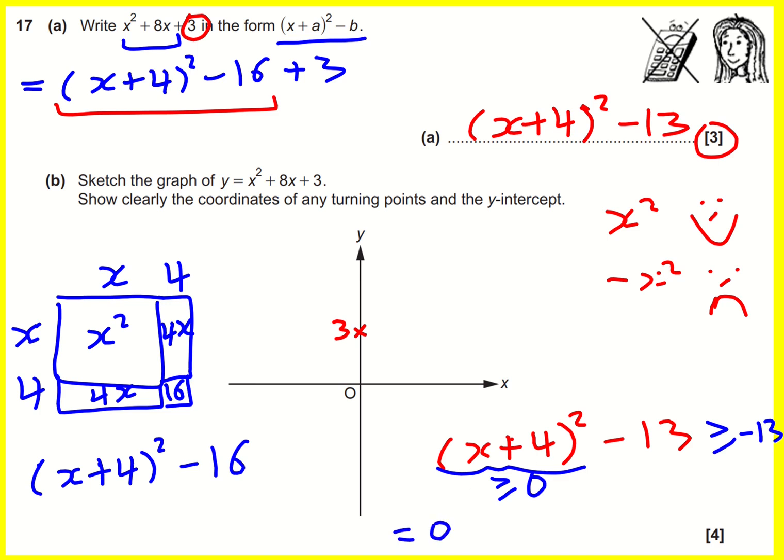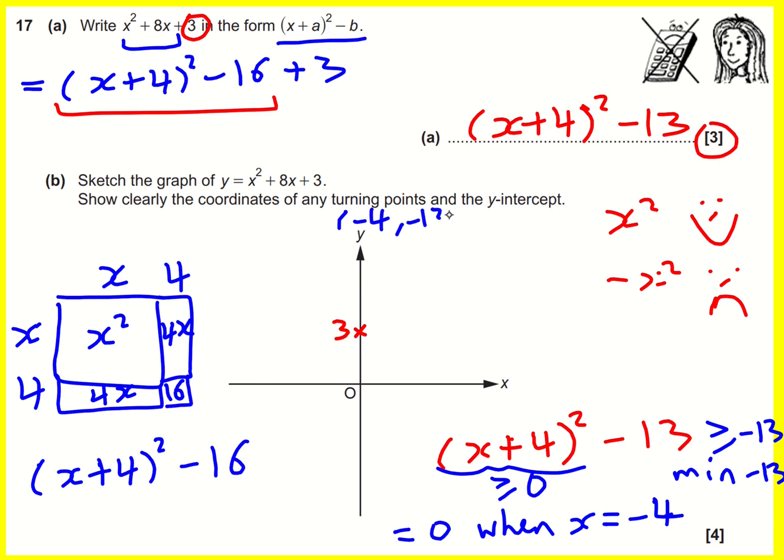Sorry, that thing is going to equal 0 when x equals minus 4. Because when x is like minus 5, actually it will be positive. So I need minus 4. I need to take the negative of whatever's here to give me that. And then the whole thing, the minimum, is going to be minus 13. So basically the turning point is going to be minus 4, minus 13.